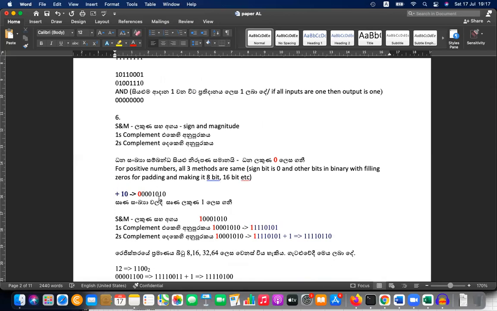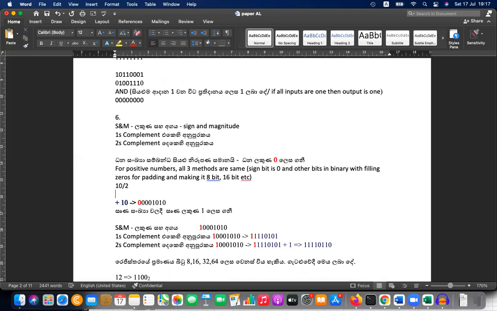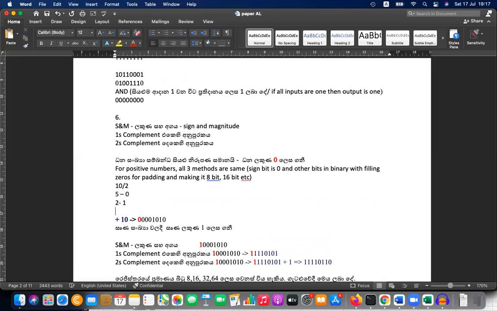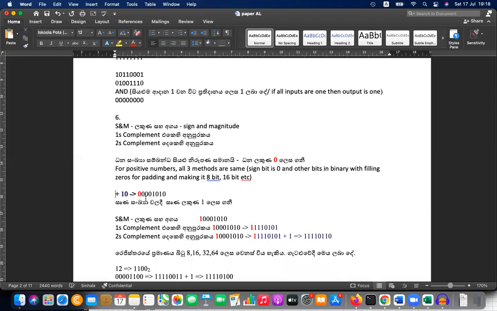Take positive 10. First you have to convert that to binary, so you have to divide by 2: it is 5 remainder 0, 5 divided by 2 is 2 remainder 1, 2 divided by 2 is 1 remainder 0. So 10 is 1 0 1 0. You keep that 1 0 1 0 here. The zeros for padding, I'm going to represent in green color, are added here to make it 8-bit.